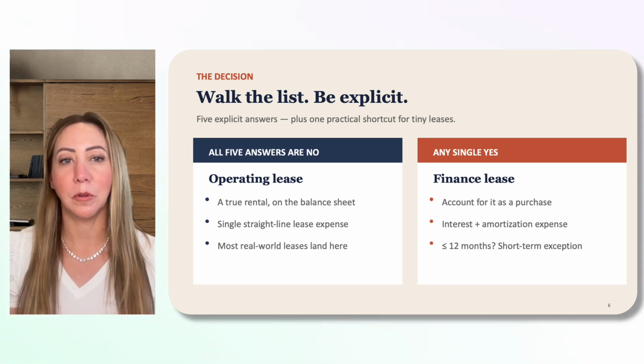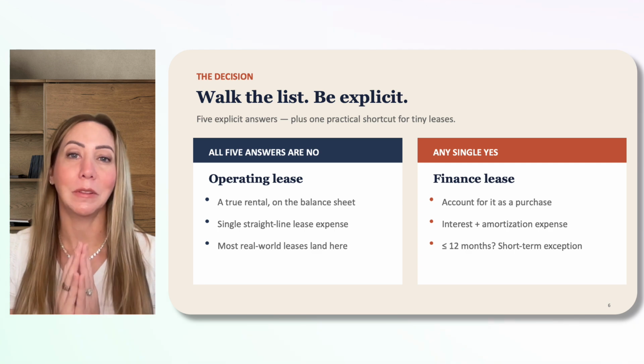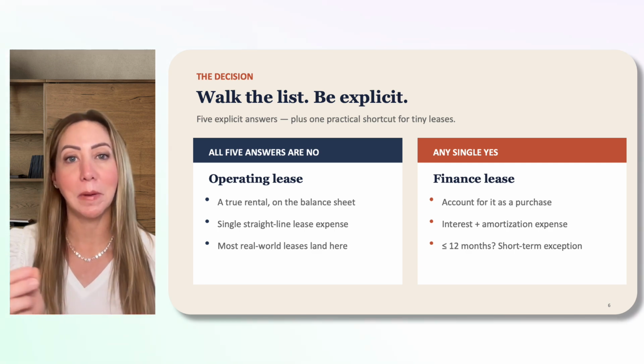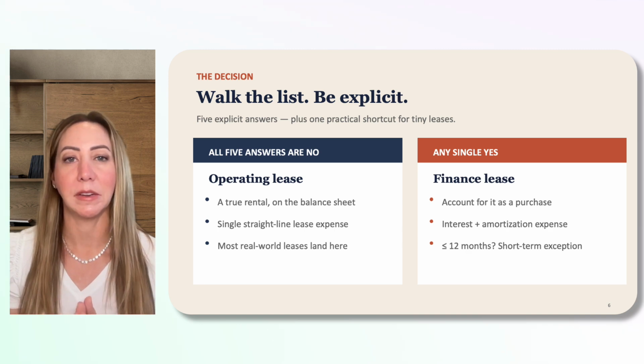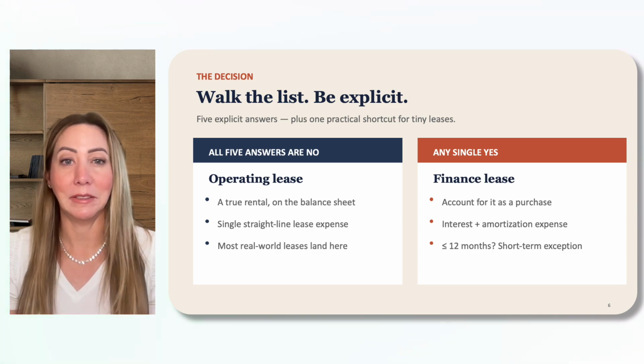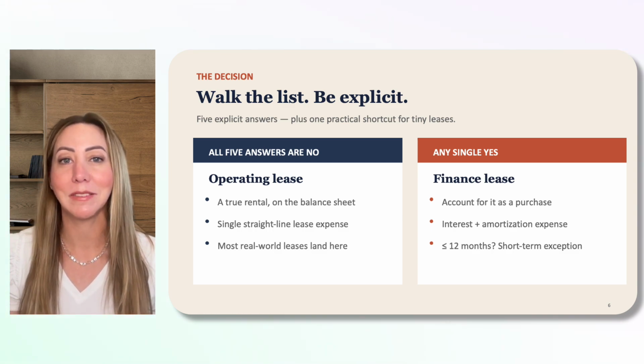One footnote before we move on. If the lease term is 12 months or less, GAAP actually offers a shortcut. The lessee can elect to skip the balance sheet entirely and just record rent expense. It's called the short-term lease exception, and it exists purely for practicality. Nobody wants to present value the lease on a photocopier that you're renting for 6 months.